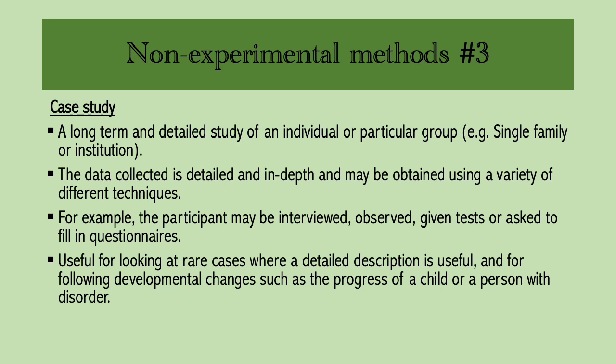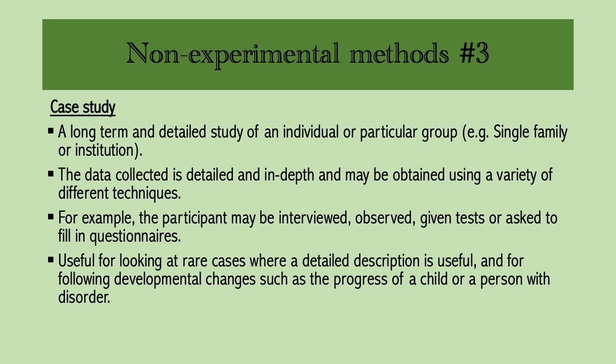Okay, and then the second bullet point here, the data is detailed and in-depth and may be obtained using a variety of different techniques. So the data is plentiful and it's very detailed and in-depth. And usually they collect the data using different techniques, like they use interviews, they use observation, they run questionnaires. So different types of ways of collecting data, okay? And then it's useful for looking at rare cases where a detailed description is useful, and for following developmental changes such as the progress of a child or a person with a disorder, okay?